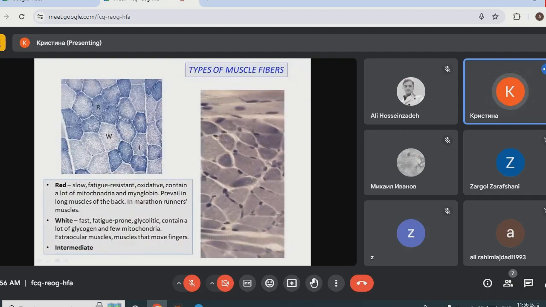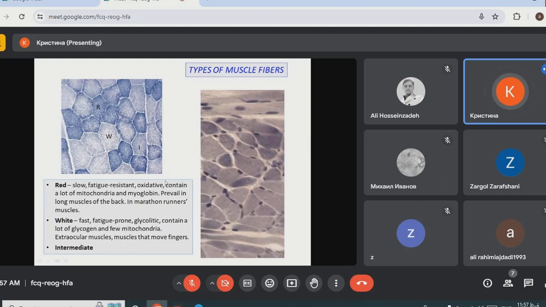We have 3 types of muscle fibers according to their biochemical and physiological properties. First class is called red muscle fibers. They are slow, fatigue resistant. It means that they can contract very long period of time without being tired. So they can not be tired very long time.